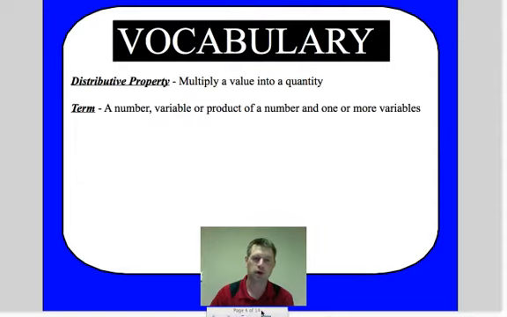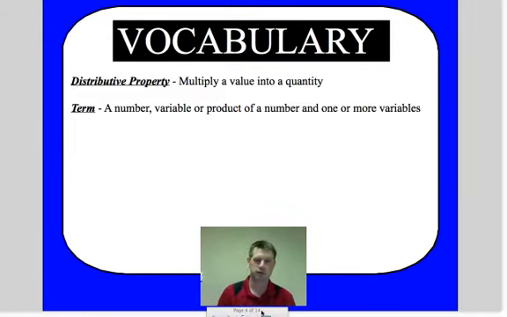Sometimes you can do distributive property by breaking a quantity up and actually pulling out, or what we call factoring out, and we'll get more into that as we go through. The next term we need to know, or vocabulary, is term: a number, a variable, or a product of a number and one or more variables.